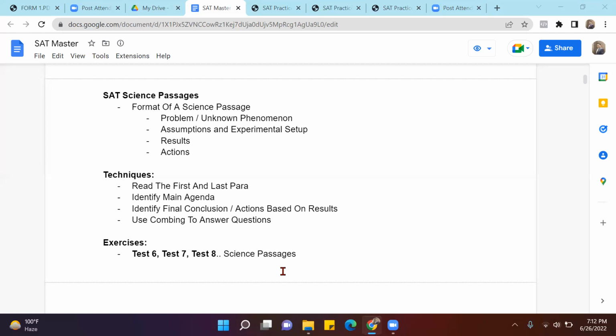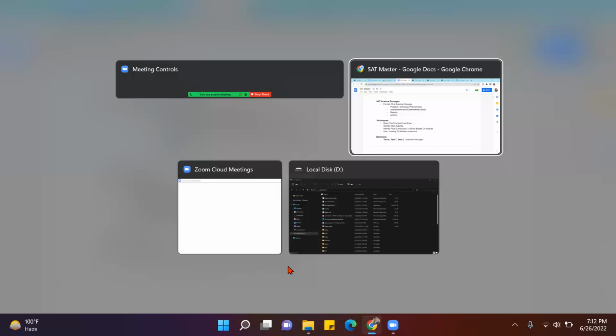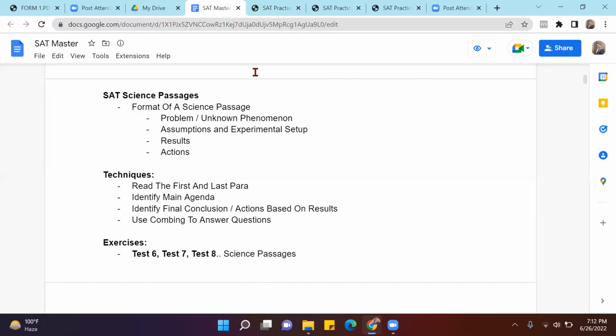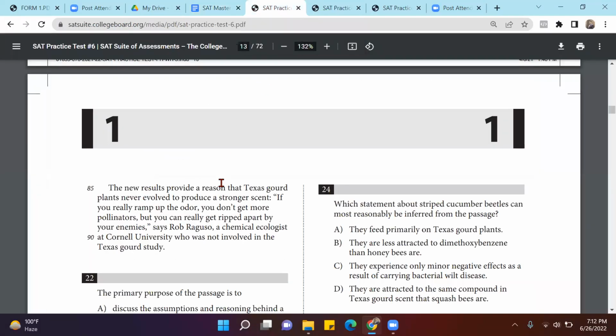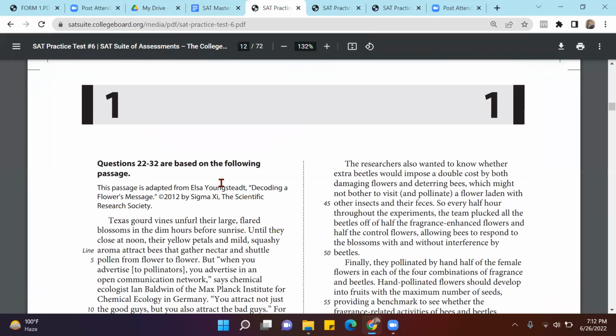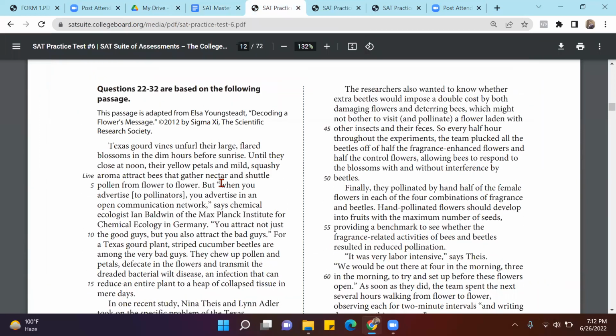One more suggestion, a quick suggestion for doing the science passages, would be to follow the combing technique. Now, what is the combing technique? Combing technique means reading one paragraph at a time. So you can read up to line 16, understand what is said there, and answer questions based on this paragraph only. So combing means reading small sections of the passage and doing questions with regard to that paragraph only.